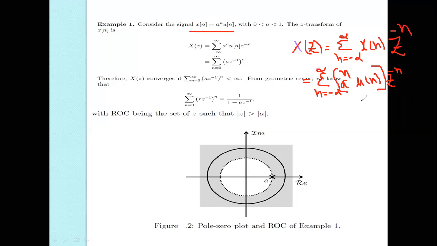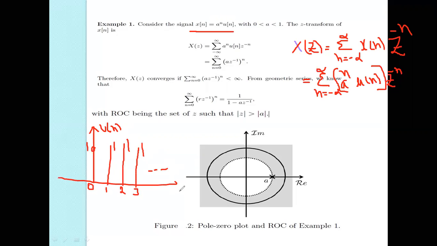What is mu of n? It is nothing but the step function, but not in the continuous domain, in the discrete domain. How can you represent the discrete function mu of n? The graphical representation of mu of n is 1 at 0, 1 at 1, 1 at 2, 1 at 3, and so on up to infinity. But the variable is n here. The remaining values are 0: minus 1 is 0, minus 2 is also 0.